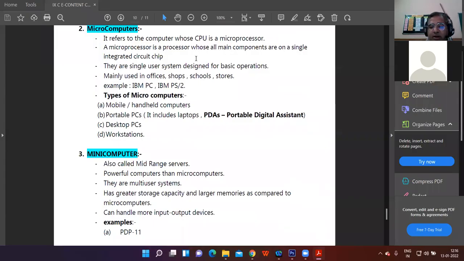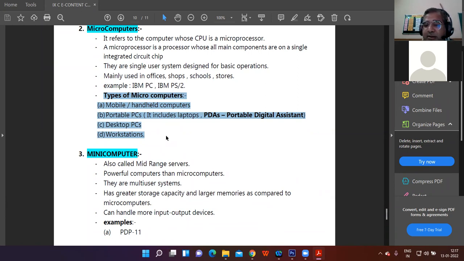So yesterday we were discussing the types of computer, and last was types of digital computers, and we were on microcomputers. So I told you microcomputer is a computer whose CPU is known as microprocessor. And what is microprocessor? When all the components are connected on a single chip, that is called microprocessor. So these are the types of microcomputers: handheld computers, portable computers, desktop PCs and workstation.